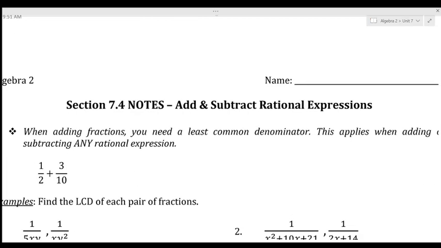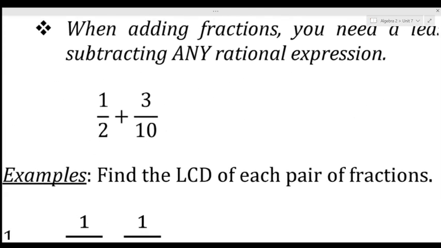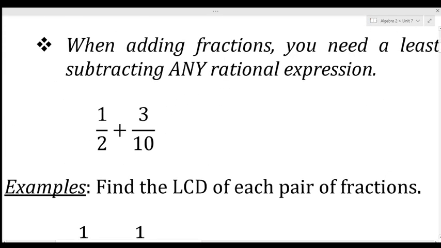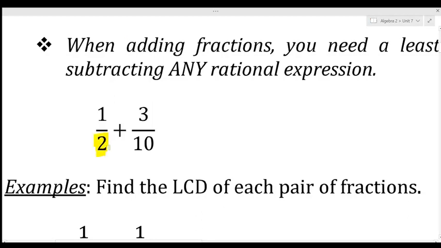So when adding fractions, you need a least common denominator. We're going to call that the LCD. This applies when adding or subtracting any rational expression. So let's just use numbers. If we have 1 over 2 plus 3 over 10, well, in order to add fractions, your denominators need to be the same. And in this case, these two aren't the same. We have a 2 and a 10. Those are not the same number.